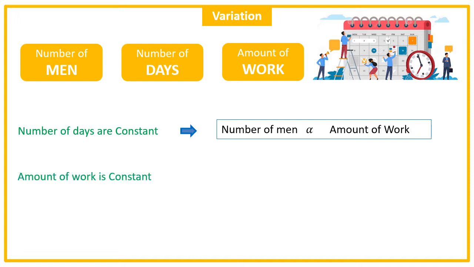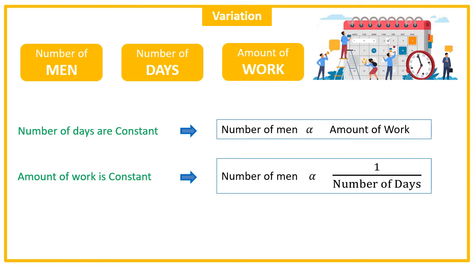Let us say if the amount of work is constant, then what will be the relation between men and days? It's obvious that number of men and number of days are inversely proportional. More the number of men, less will be the required days to finish it, and less the number of men, more days are required to finish the work.